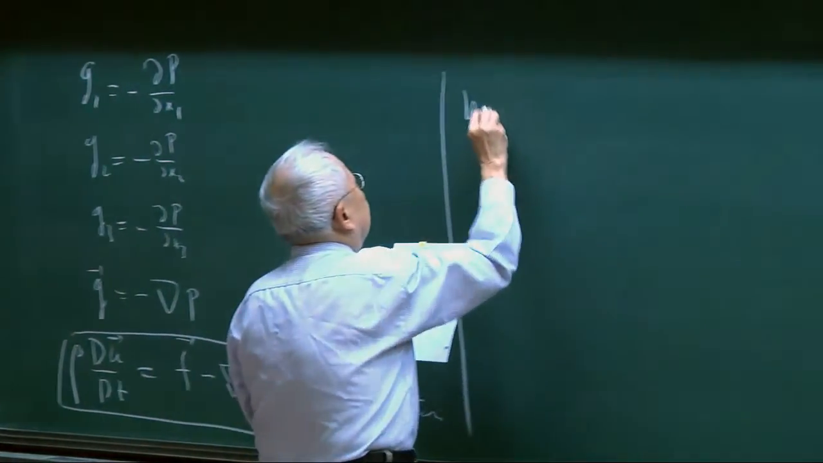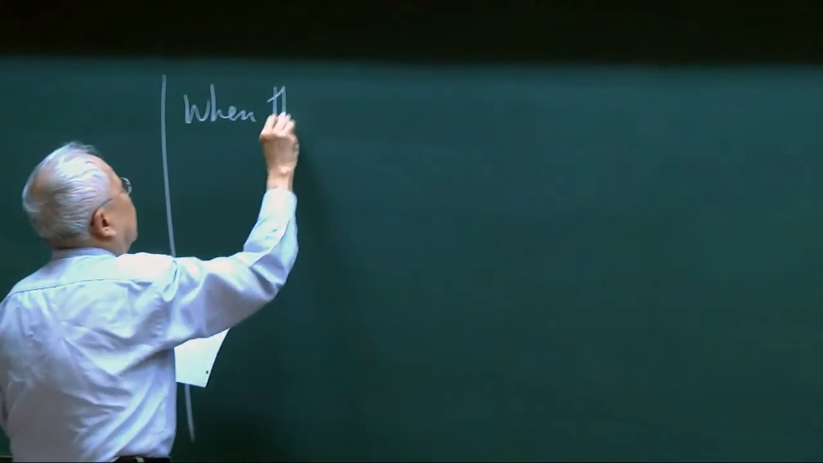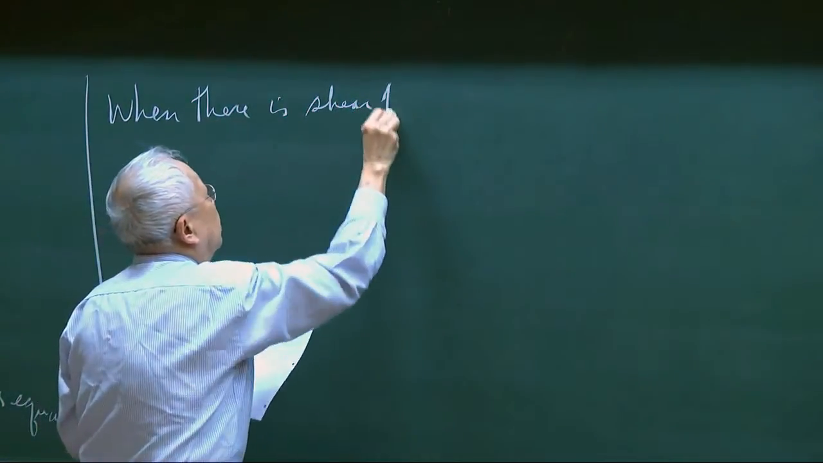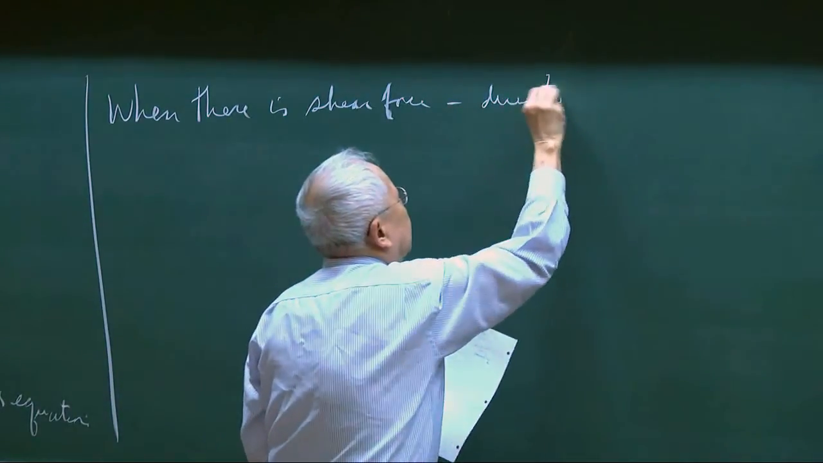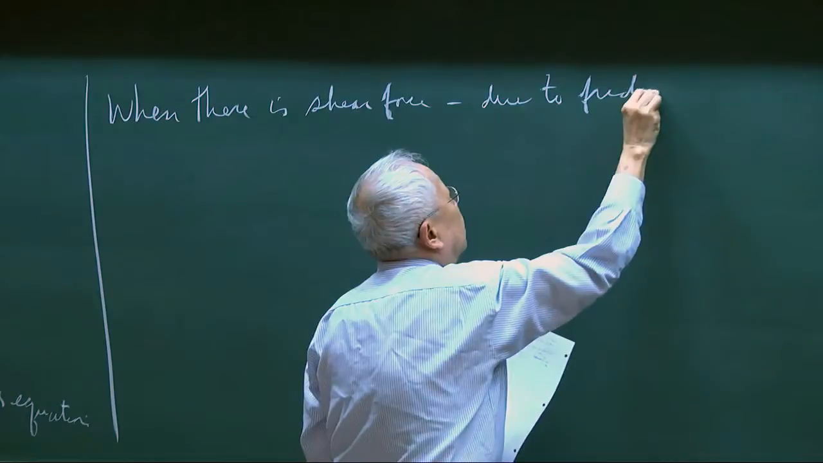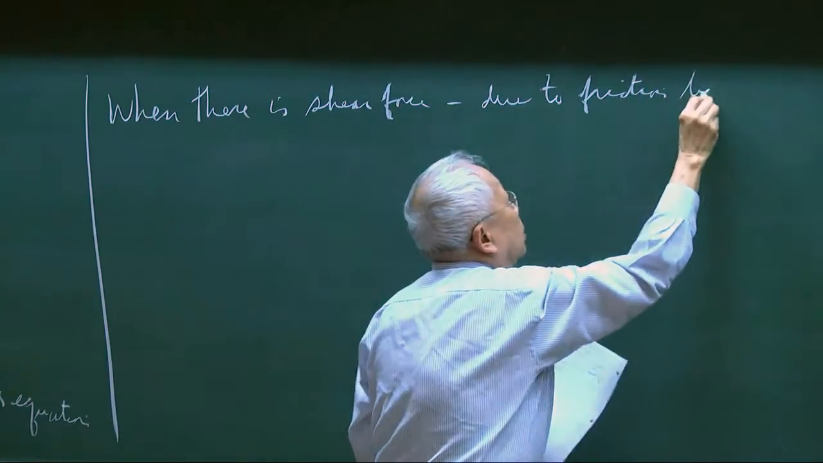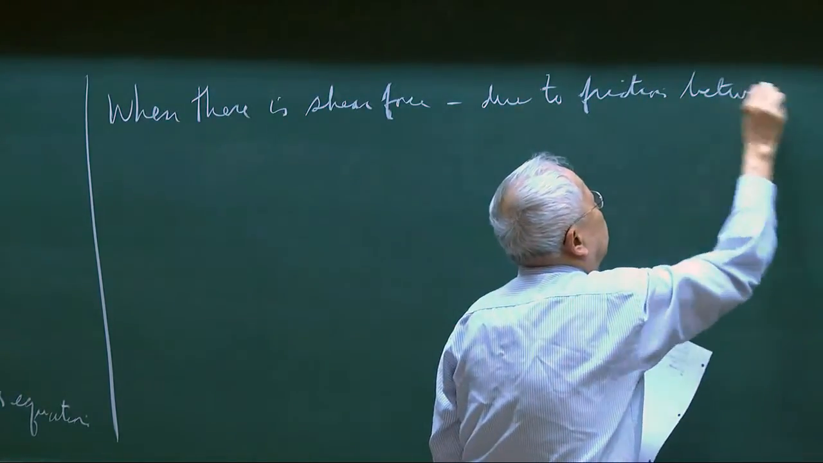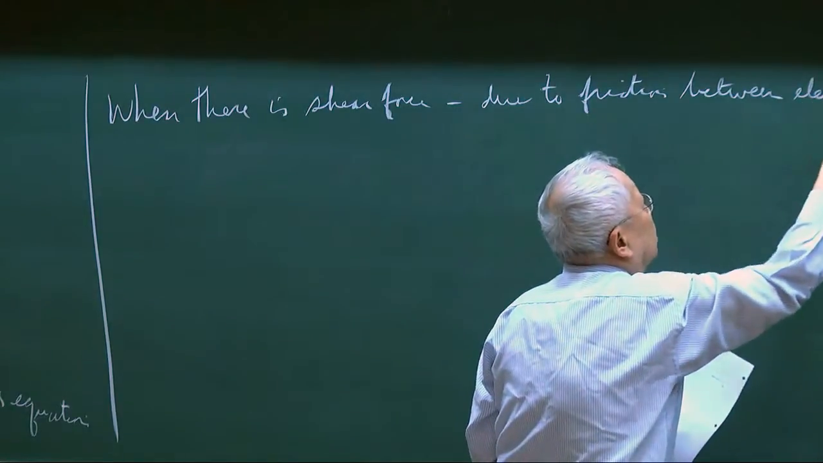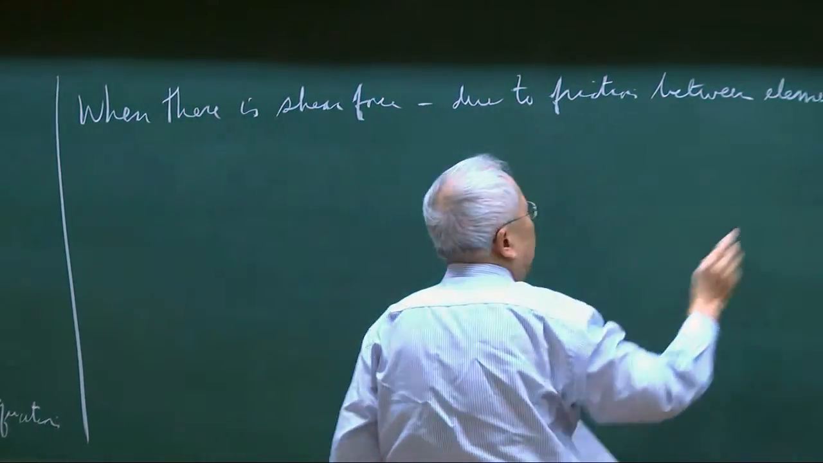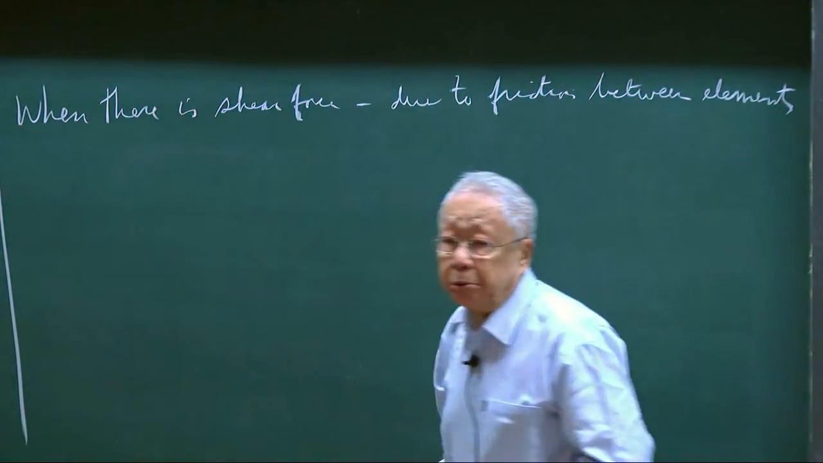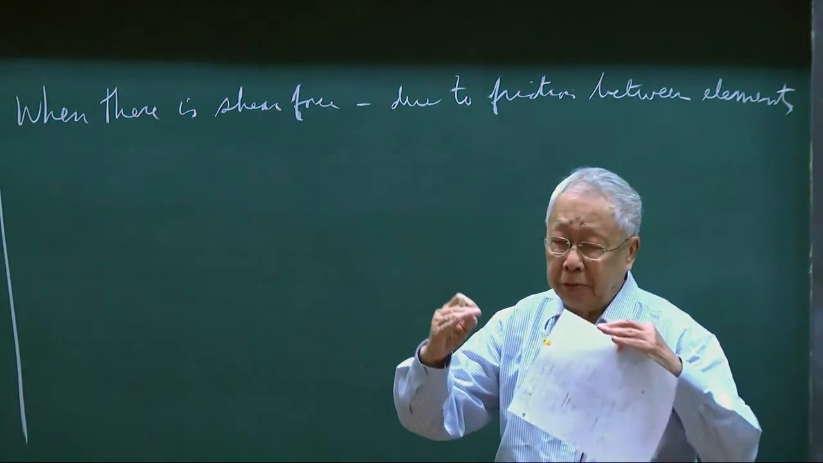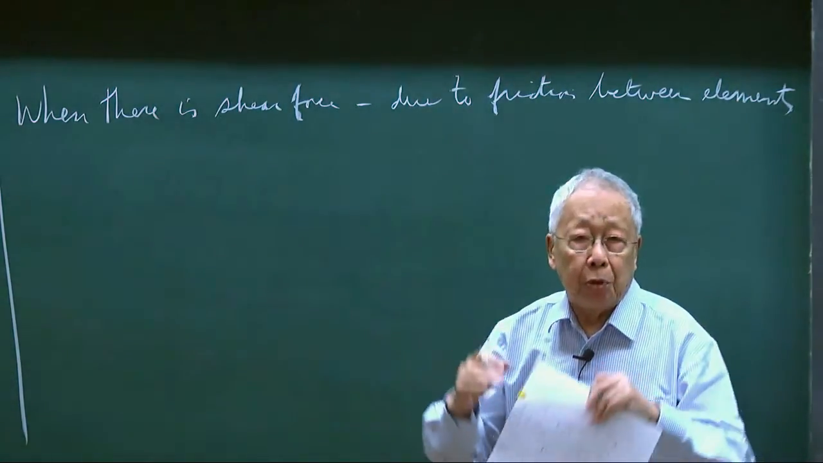When there's shear force due to friction between elements, between fluid elements, then the force G will no longer be normal to the surfaces. On each surface, the force will be slightly off the normal.